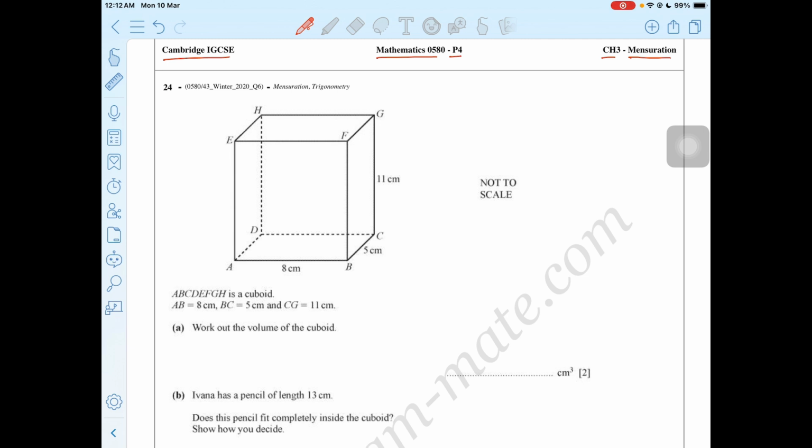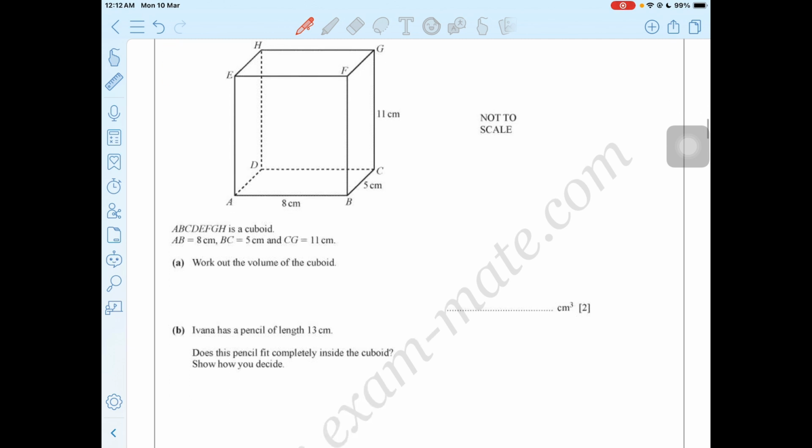So let's start with question number 24. We have ABCDEFG as a cuboid. AB is equal to 8, BC is equal to 5, CG is equal to 11, and we need to work out the volume of the cuboid.